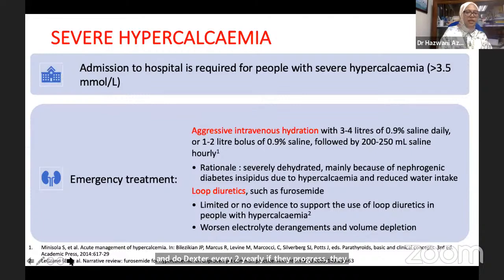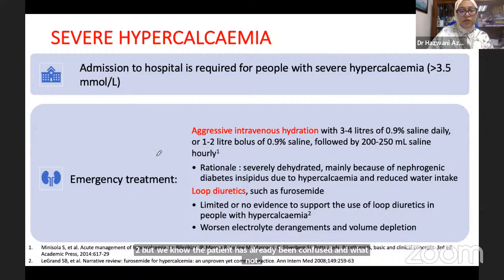So what about severe hypercalcemia? This is not an uncommon condition that we face as inpatients. As you know, if they come with moderate hypercalcemia, meaning the calcium ranges from 3 to 3.5, you can take time or initiate treatment as a daycare patient. But if the patient's serum calcium is already more than 3.5, it is mandatory for them to be admitted to the hospital. But it depends on the tolerability of the patient. If the calcium is 3.2, but we know the patient is already confused and whatnot, of course it is indicated for urgent admission.